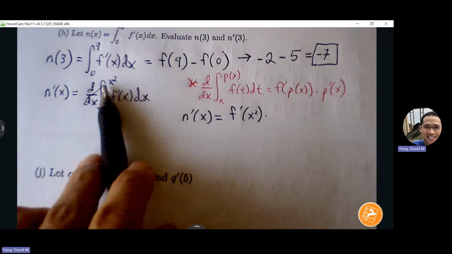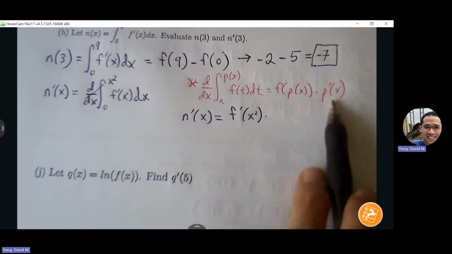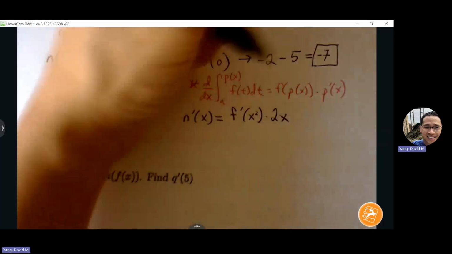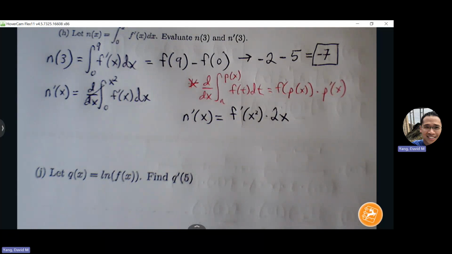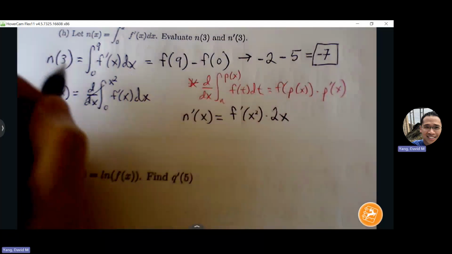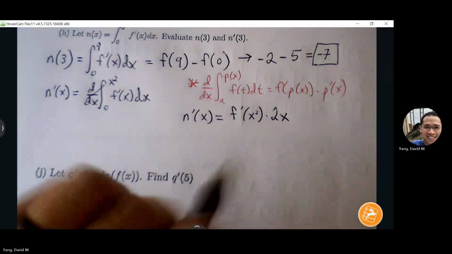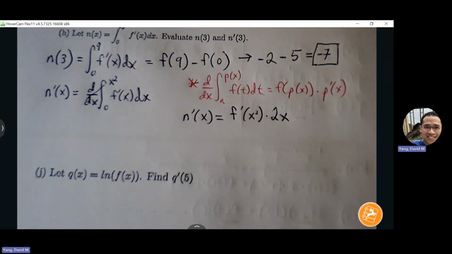But that x squared will produce something else, right? So times what? Times 2x. So that is the derivative of this expression. Okay, so now it's a lot easier. Replace every x with 3 and then use the table to get it down to a number.